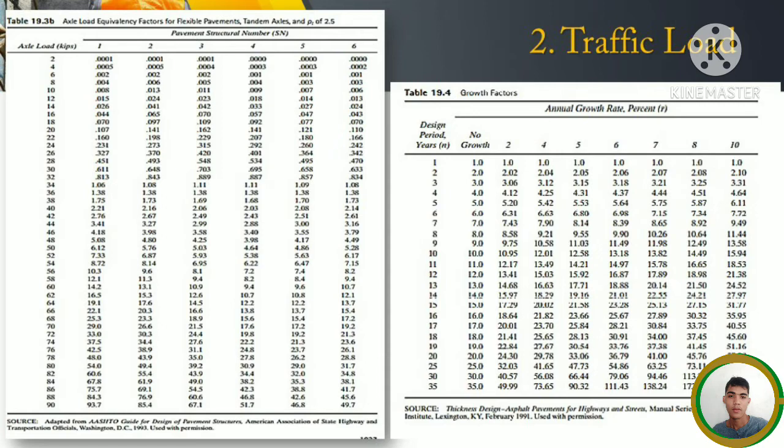We have here again some tables. The table on the left side is for the axle load equivalency factors for the flexible pavement, tandem axles, and P sub t of 2.5. And the other table, on the right side, is the table for the growth factors. We will be using this table when we are calculating the ESAL later on.